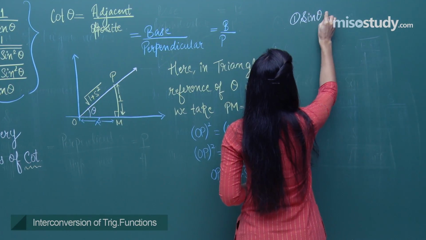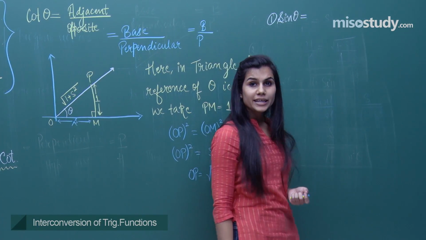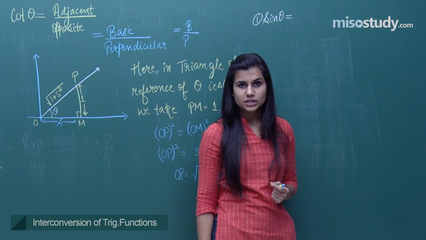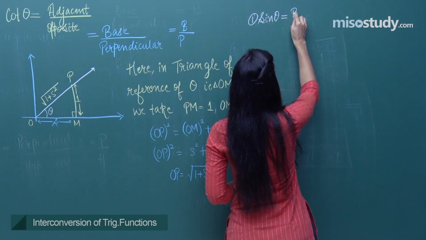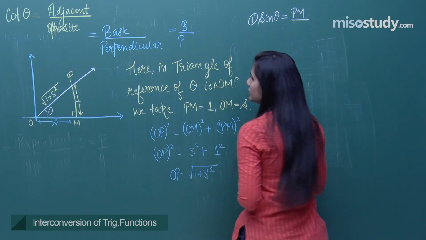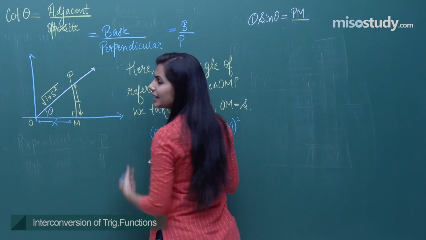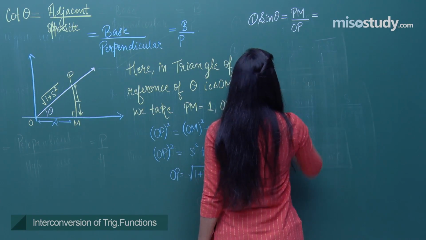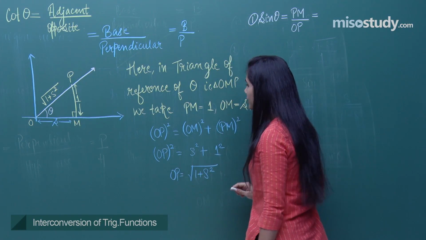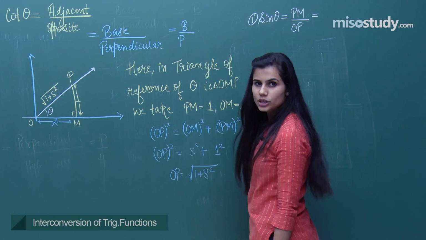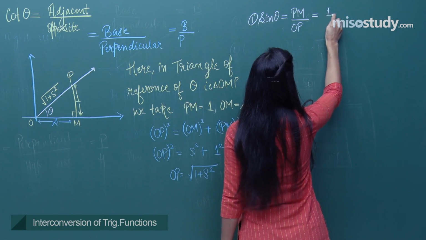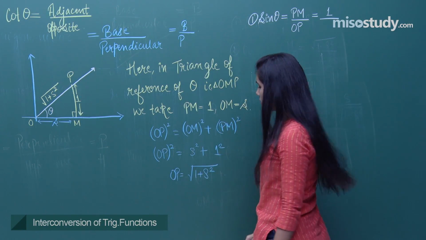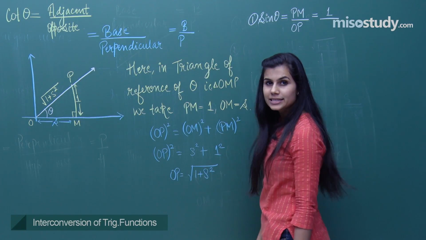Now, sine theta is perpendicular upon the hypotenuse. What is the perpendicular? It is PM in the triangle, and you have OP as your hypotenuse in the triangle. So, what is my PM turning out to be? My PM is nothing but 1. And what is my OP? My OP is under root 1 plus S square.